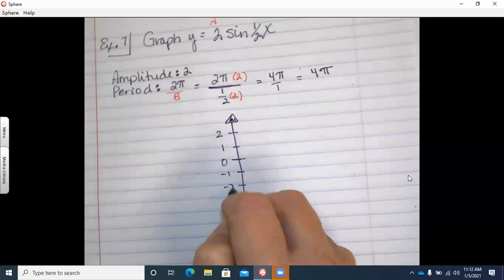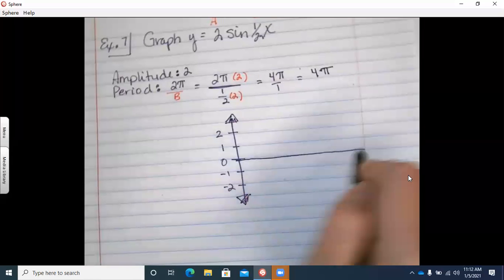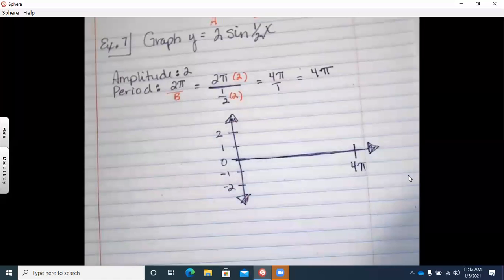I'm going to draw my line out. I'm not going to make it any longer just because of room. But I know it's going to go all the way to 4 pi. So I'm going to figure out what's half of that and then separate the 2 halves into halves. So it's 4 equal pieces.